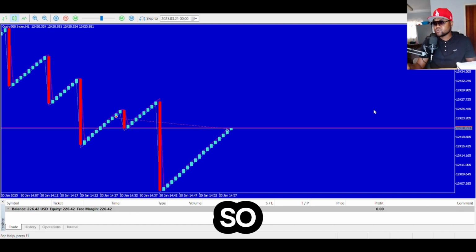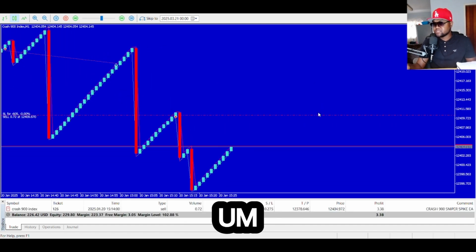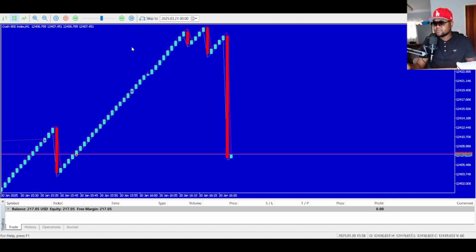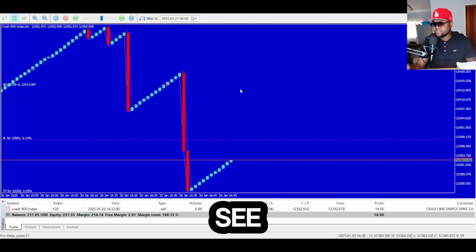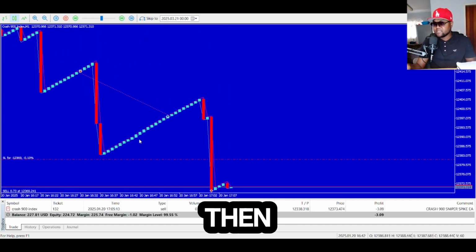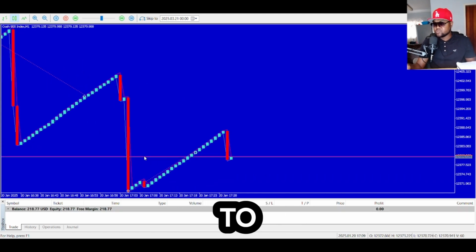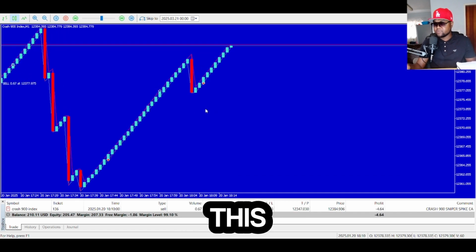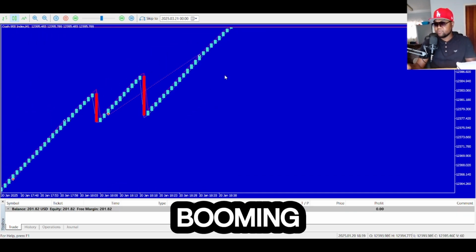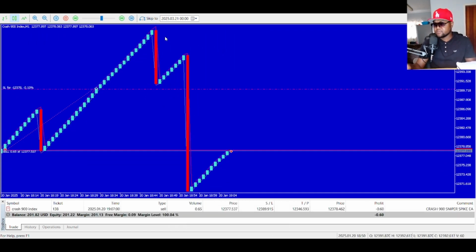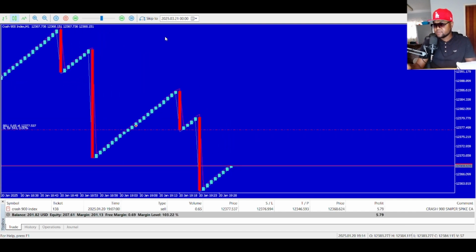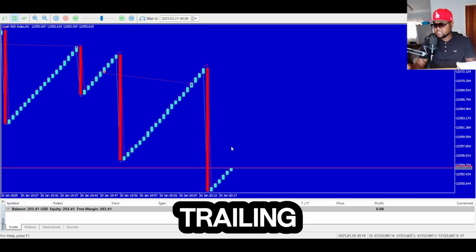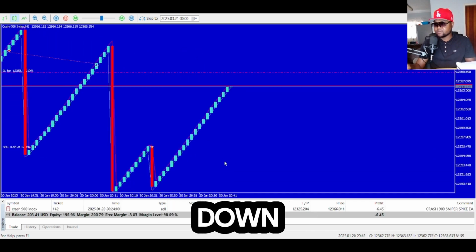Okay, so I wanted you guys to see this, the trailing stop. You can see it moved, and if the market decides to continue moving, your profit will be secure. Because this is very common in Booming Crash. You can see the stop loss is moving. That's a trailing stop. So if the price continues to move down, your profits will be secure.